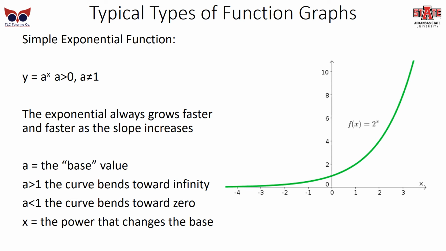So looking at this formula, a is the base value, and this will be usually a whole number, but it needs to be a real number. If a is greater than 1, the curve bends toward infinity, like the example you can see to the right here. If a is less than 1, the curve bends toward 0 and it will eventually go to 0. And x is the power that changes the base.